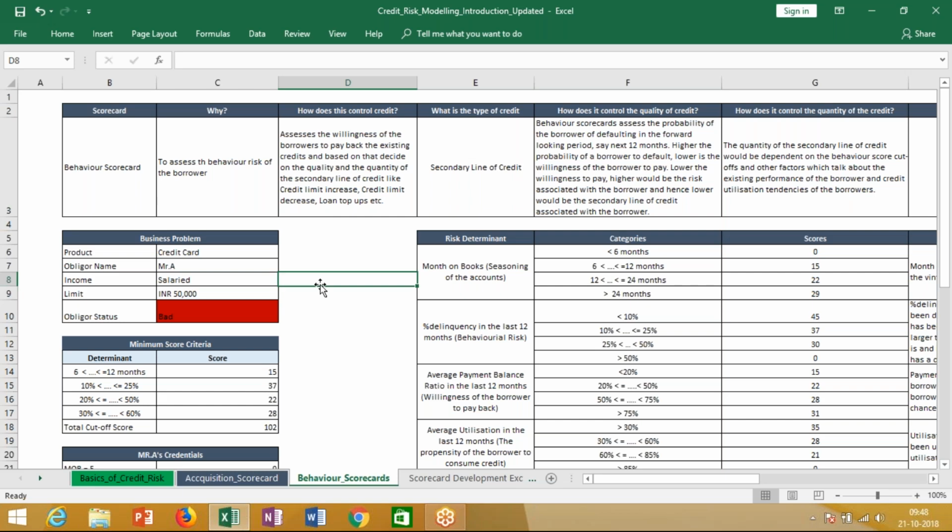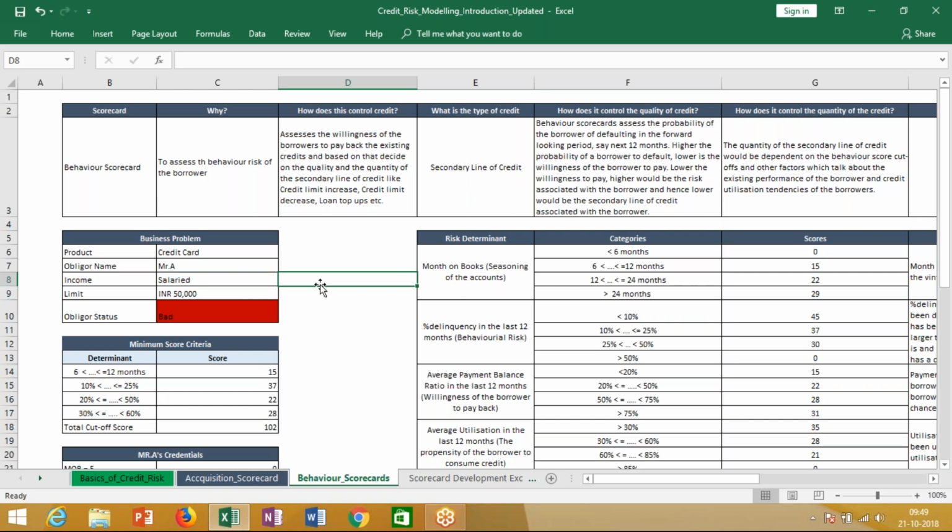And once the borrower has been given the loan, from the next stage onwards, we begin by assessing the behavior risk of the borrower. This is the account management stage, where you will be taking up your account management strategies and account management decisions. So the question that comes up here is, why do I use a behavior scorecard? I use the behavior scorecard to assess the behavior risk associated with the borrower.